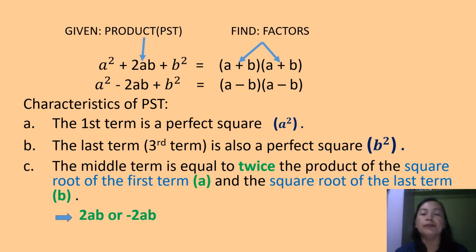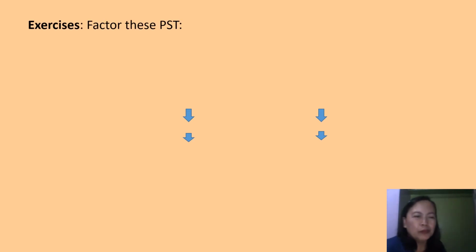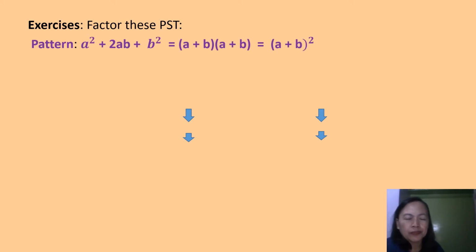Now let's move on. Okay, moving on to the exercises. We factor these perfect square trinomials. Okay, pattern. A squared plus 2AB plus B squared. If this is the given pattern of the perfect square trinomial, our factors are quantity A plus B times quantity A plus B. Or simply, this is equal to quantity A plus B squared.